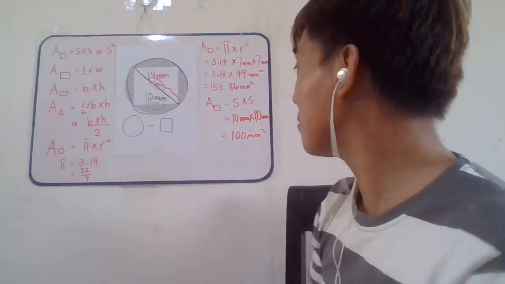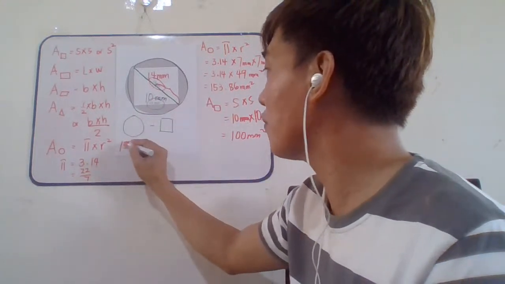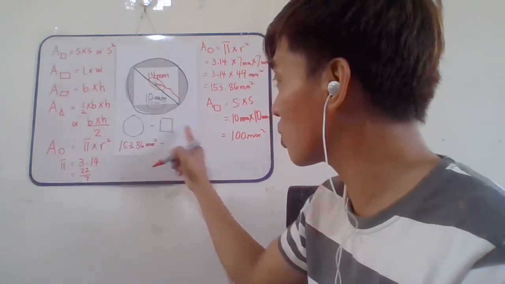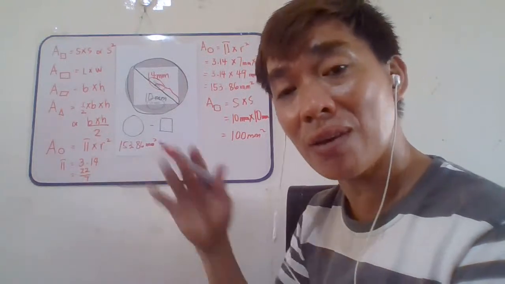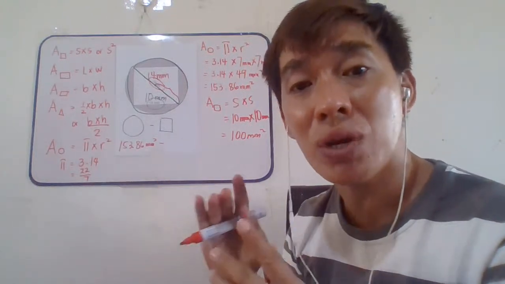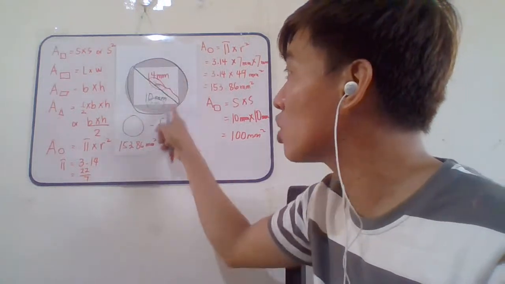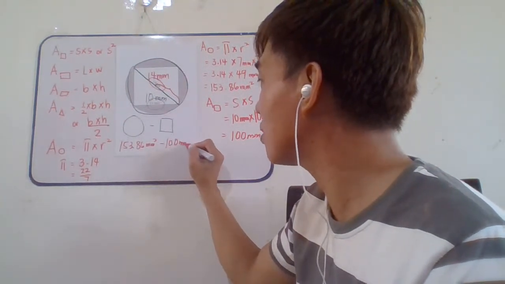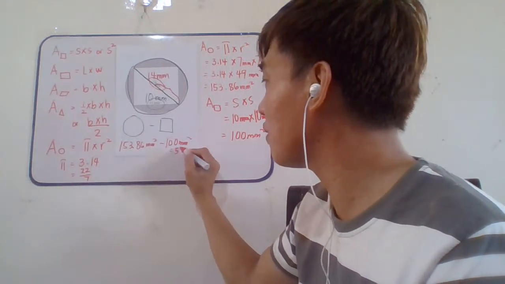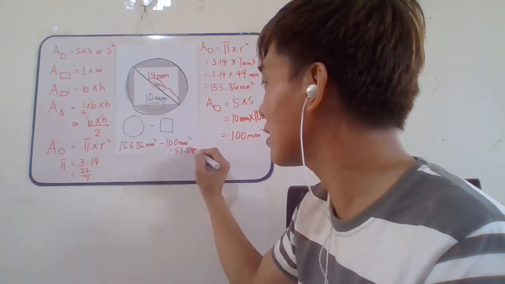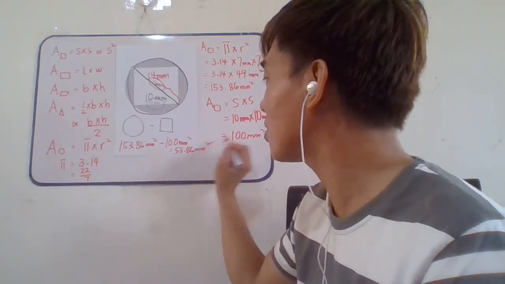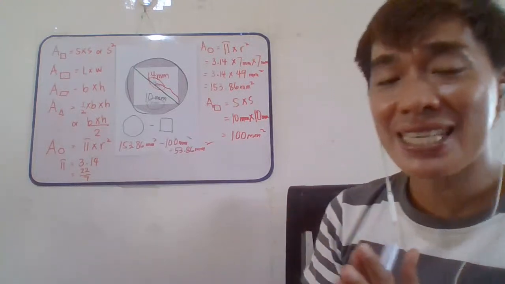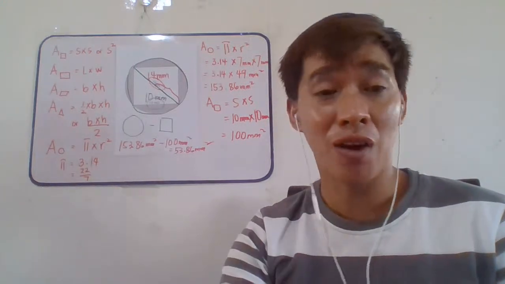So now let's substitute. This is 153.86 millimeters squared minus that square. We take out the square, the white portion there, because we are only asked to solve for the shaded region. Minus 100 millimeters squared. So that will give us 53.86 millimeters squared. That's the area of the shaded region. Okay, that's how we get the area of the composite figure.